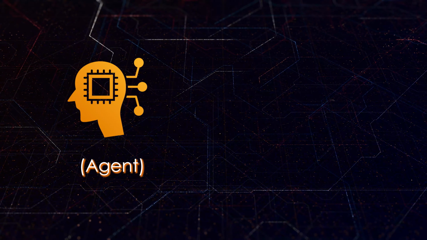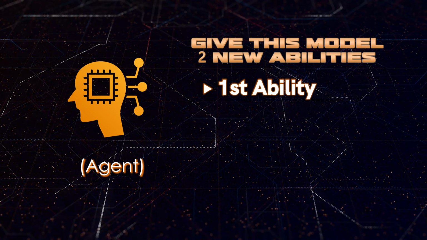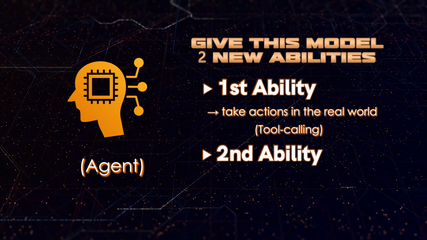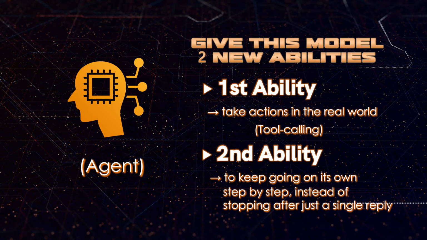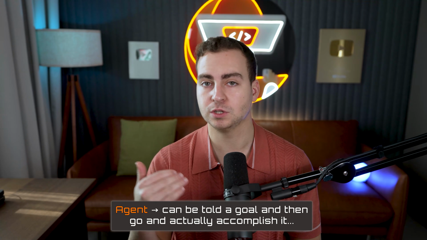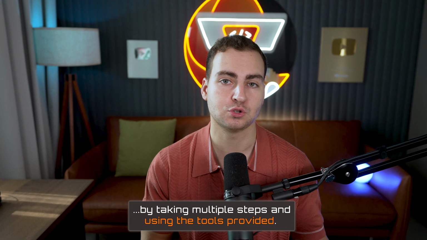Now, an agent is what you get when you give this model 2 new abilities. Now, the first ability is to take actions in the real world, which we call tool calling. And the second ability is to keep going on its own, so step by step instead of stopping after just a single reply. Now, that's the loop that we're talking about. So a chatbot answers a question, while an agent can be told a goal and then go and actually accomplish it by taking multiple steps and using the tools provided. Now, once you understand that, the whole thing really stops becoming magic and it starts becoming something you can actually build because you know the foundation.